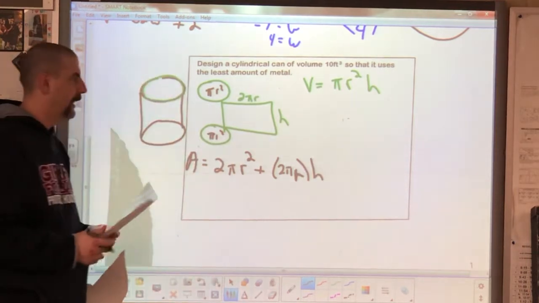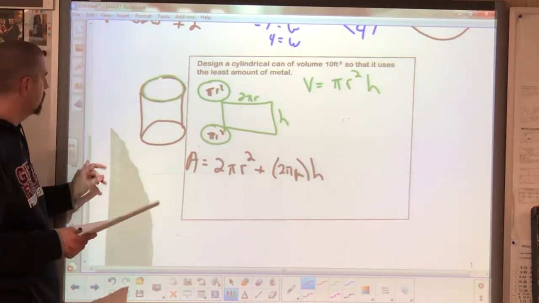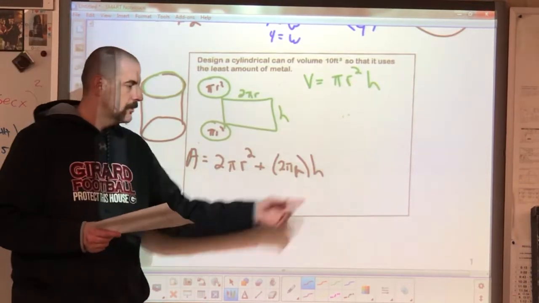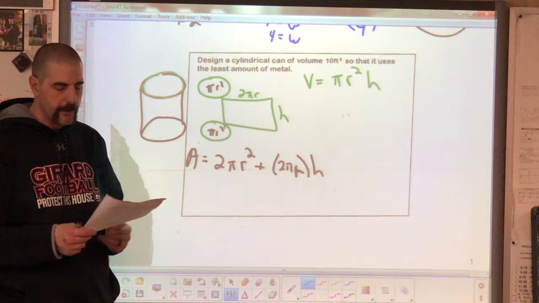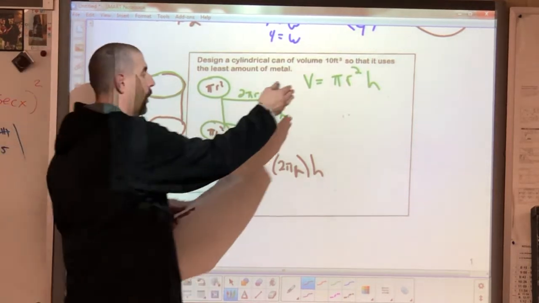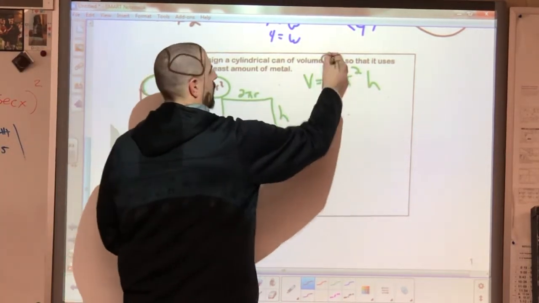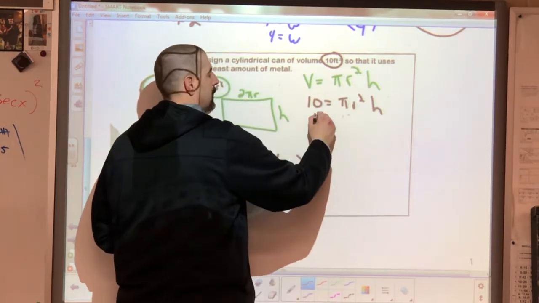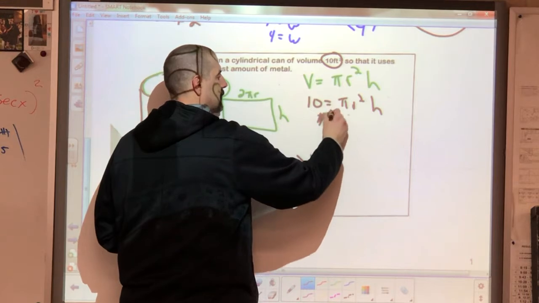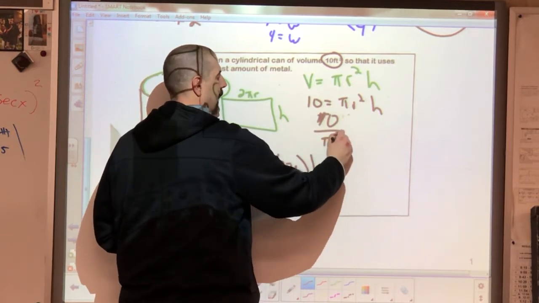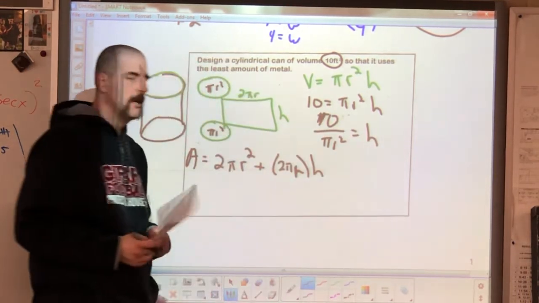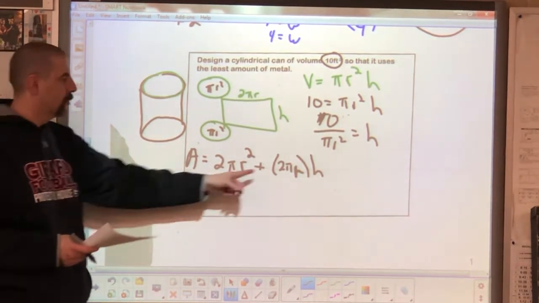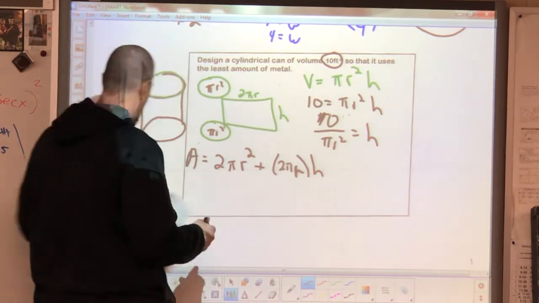times h, okay? So now we have too many variables again. Like up here, we had length and width. Here we have r and h, so we've got to get rid of one of them, all right? So what we're going to do is solve for h in terms of r using this formula. We know the volume is 10, so that's going to be 10 over pi r squared equals h. 10 over pi r squared equals h, okay? So we're going to go ahead and plug that in here, all right?